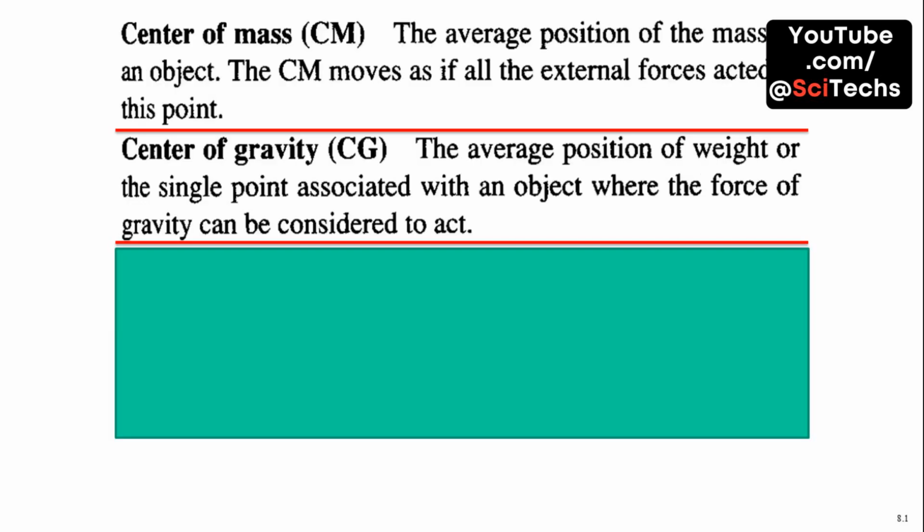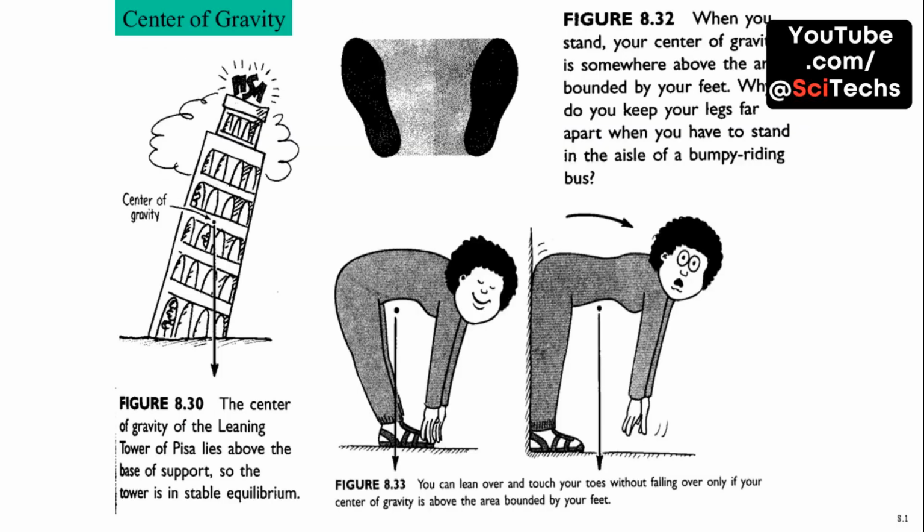The center of mass is the average position of the mass of an object. The center of gravity is the average position of weight or the single point where the force of gravity can be considered to act. The center of gravity of the Leaning Tower of Pisa lies above the base of support, keeping it in stable equilibrium.